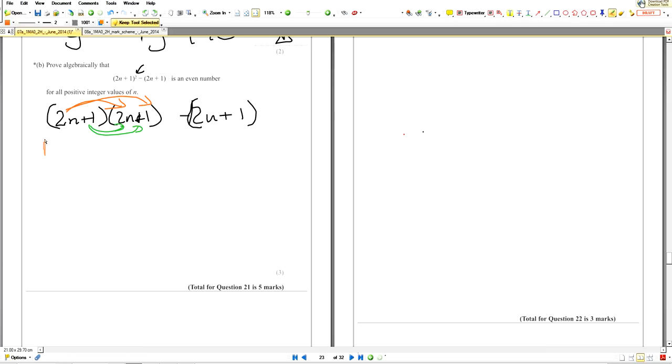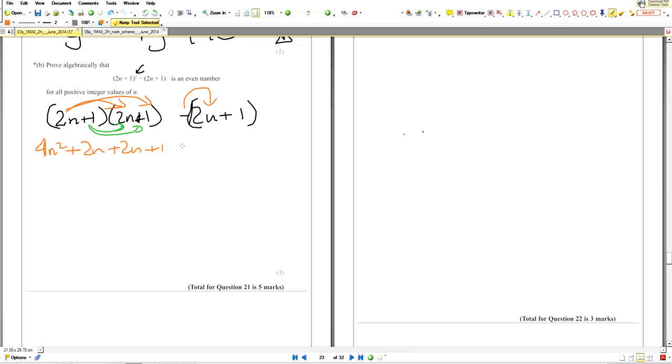So 2n times 2n will give us 4n squared. 2n times plus 1 will give us plus 2n. Plus 1 times 2n will give us plus 2n. Plus 1 times plus 1 will give us plus 1. We're going to say the plus because that helps us combine everything together here. And we've got here minus, but what's outside the bracket here? Minus 1. So you have to multiply this bracket out by multiplying everything by minus 1.